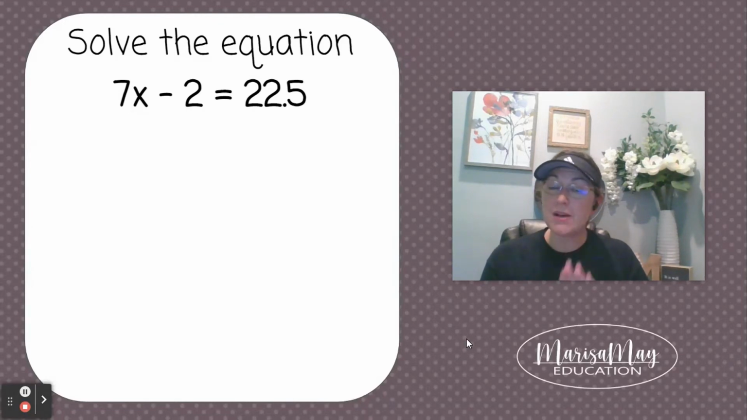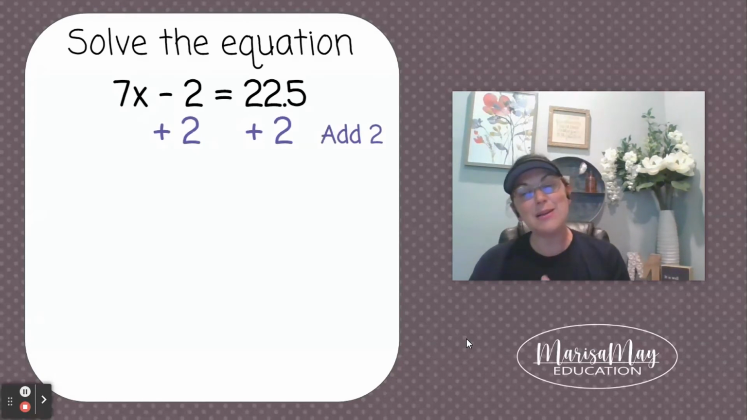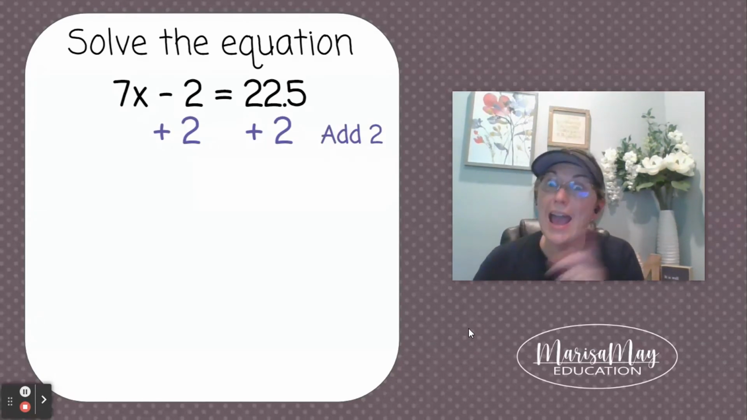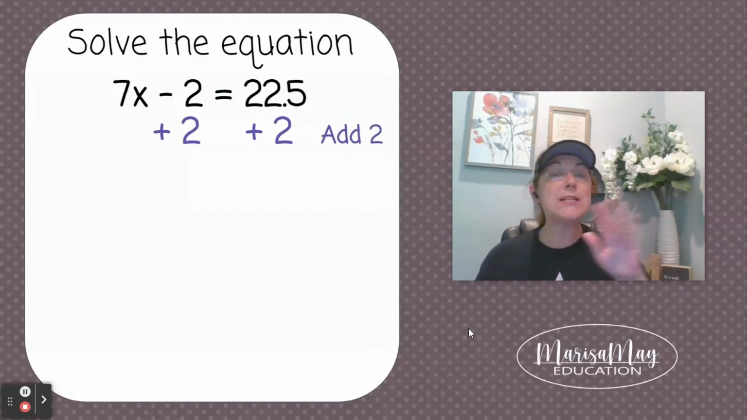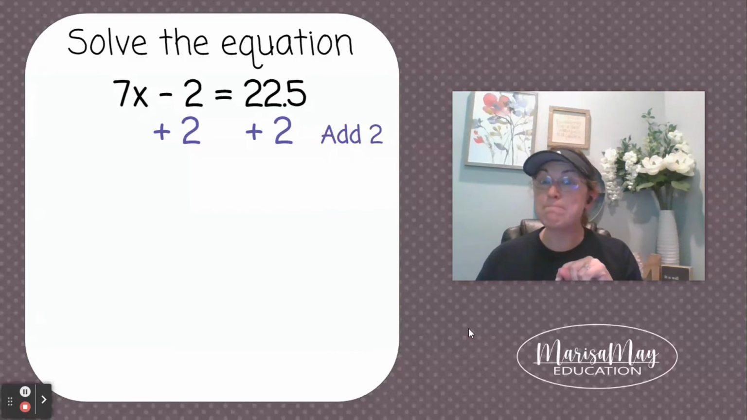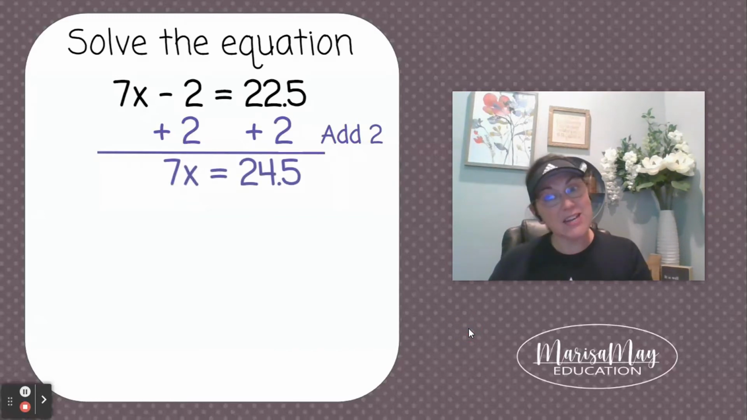I want to remind you that we're always going to take care of the plus or minus first. So we're going to take care of this -2 first by doing the opposite of -2. Now, the opposite of subtracting 2 is to add 2. We're going to add 2 to both sides because the opposite of subtracting 2 is to add 2. Notice that I did it to both sides of my equations. That's important. So I'm going to be left with 7x equals 24.5.